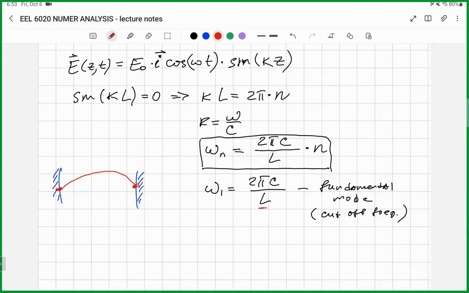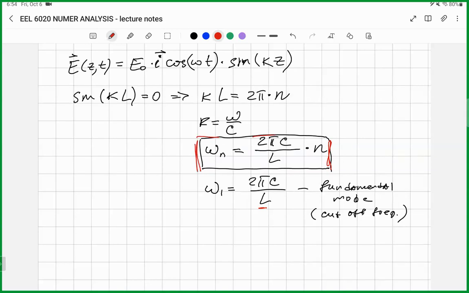This omega depends on L, right? So if you make this L smaller, for example, the frequency grows. And for a fixed frequency, you can always find a distance between two mirrors where the field at this frequency cannot exist between the two boundaries. So it's a fundamental mode, fundamental resonance, or cutoff frequency. And only those frequencies defined by this formula can exist between two mirrors.